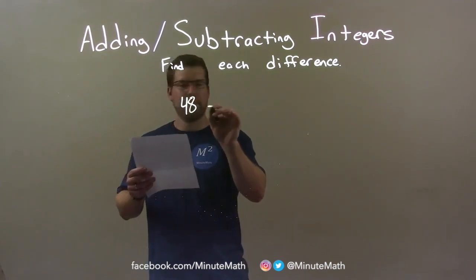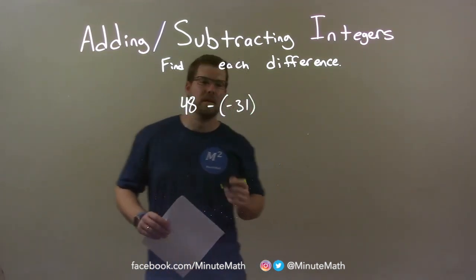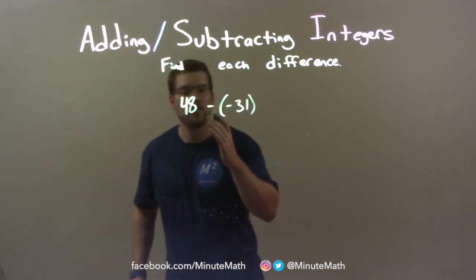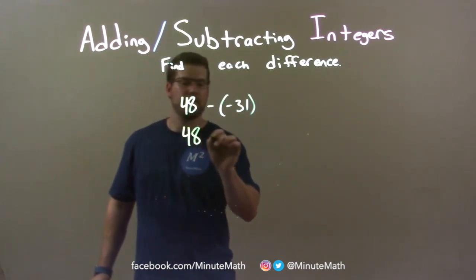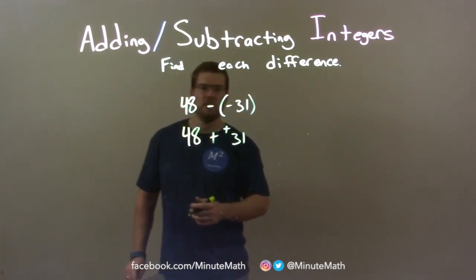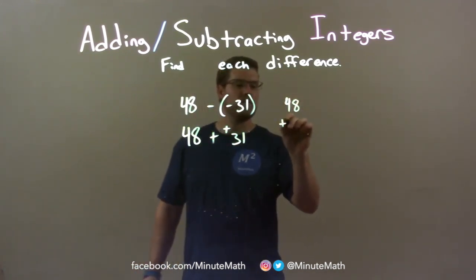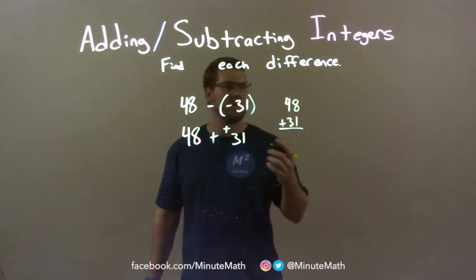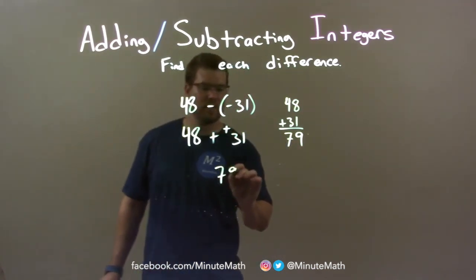48 minus a negative 31. So 48 minus a negative 31. Well, we know subtracting a negative is the same thing as adding a positive. So 48 plus a positive 31. So now we're just adding these two. And I like to do this just the traditional way. I have 48 plus 31 and add those together. Well, 8 plus 1 is a 9. 4 plus 3 is a 7. And so our final answer here is just 79.